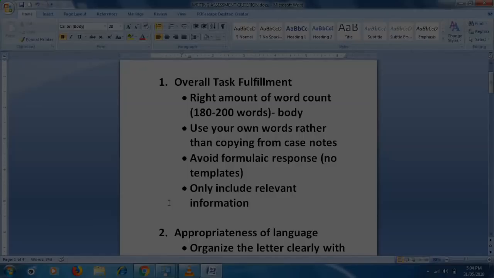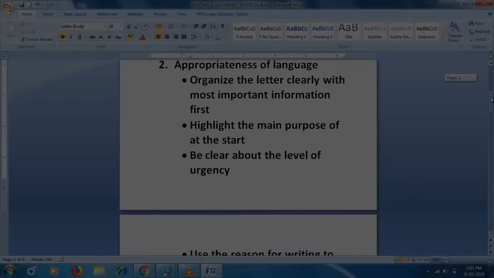For example, there would be aspects like medical history and social history, which would seem very compelling and you would want to write it in your letter, but then you need to see whether the recipient, whether the audience that you're writing to, they would find it significant, or whether it's related to the task or the context or the requests that you're making through your letter. So this is overall task fulfillment.